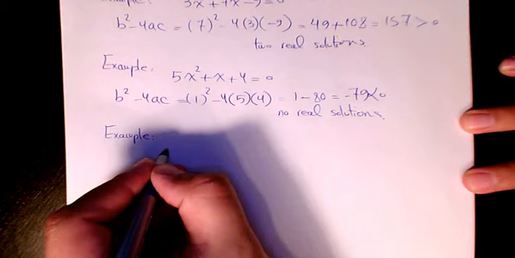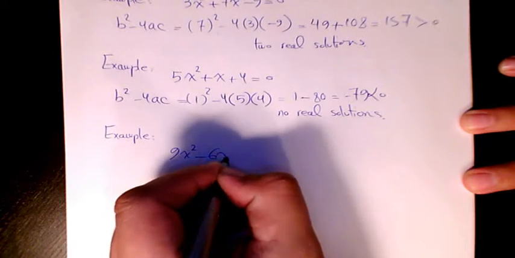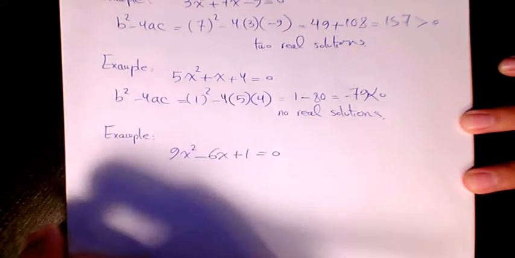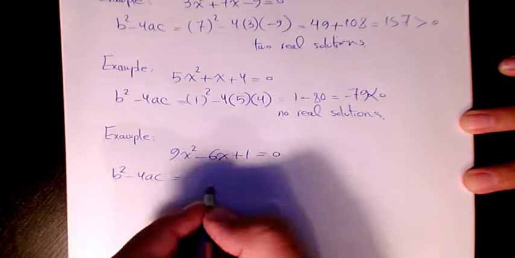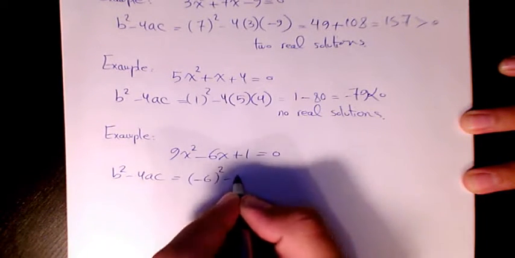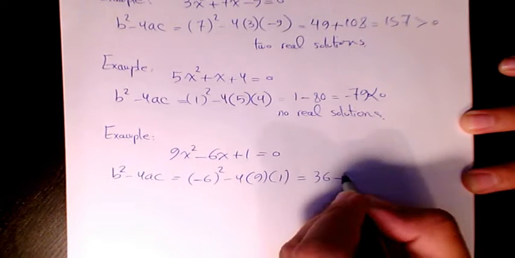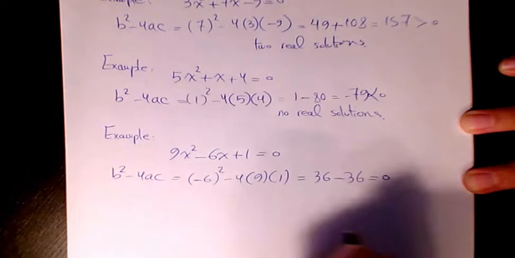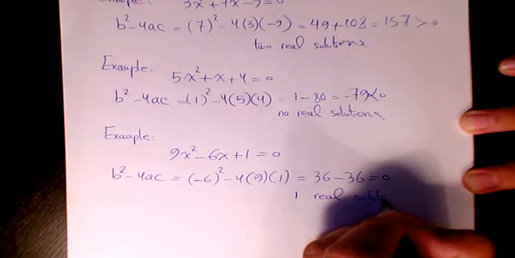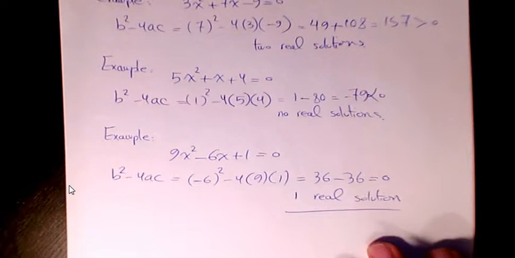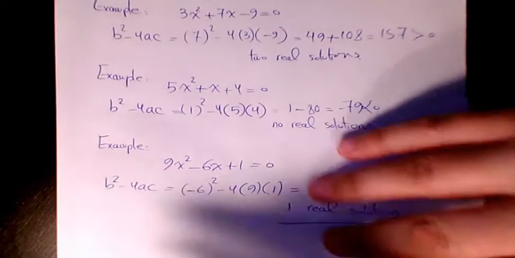We have 9x squared minus 6x plus 1 equals 0. So you have b squared minus 4ac. b is negative 6. The power of 2 minus 4ac. That will be 36 minus 36, which will be equal to 0. So we have only one real solution. Next example.